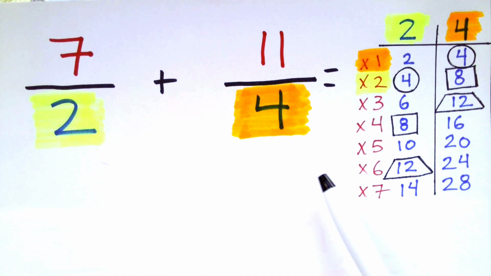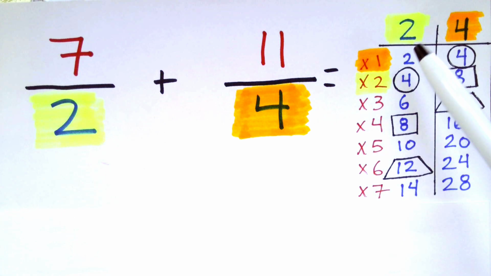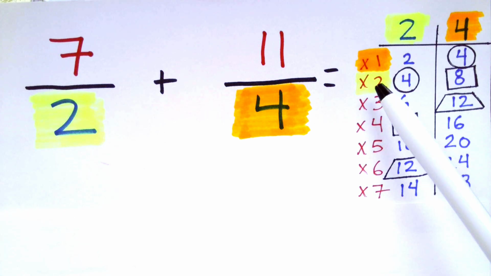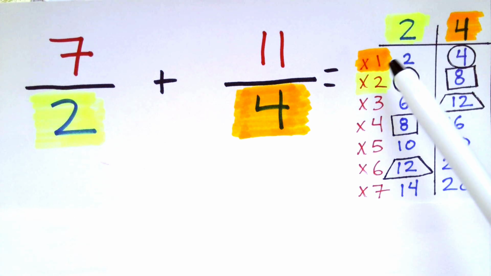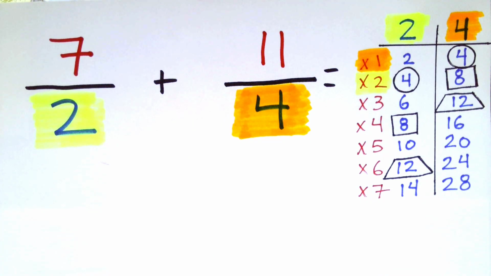Remember, product is the answer to a multiplication problem. And I can see here that 2 times 2 is 4, and 4 times 1 is 4. So they both share the value of 4. They both share a product of 8, and they both share a product of 12. Now, I could multiply 2 times 6, top and bottom, and I could multiply 4 times 3, top and bottom, and I'd have a common denominator of 12.